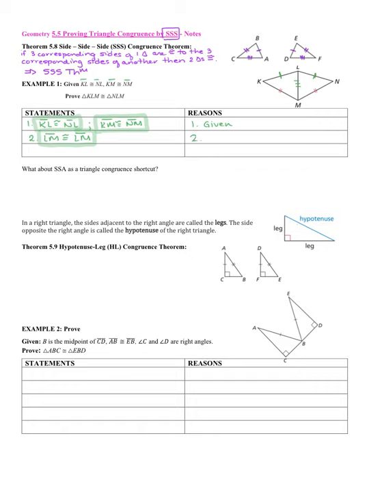So what lets me say that is your reflexive. That's what gives that to me. And now I can just sort of copy what's up here. Triangle KLM is going to be congruent to triangle NLM. And now our reason is going to be the side, side, side theorem. Okay, because that's the three parts we have. We have three corresponding parts.